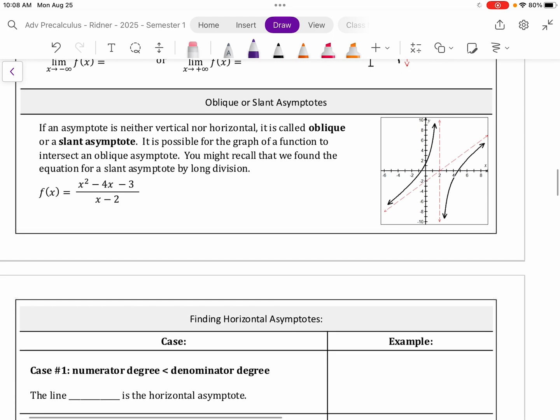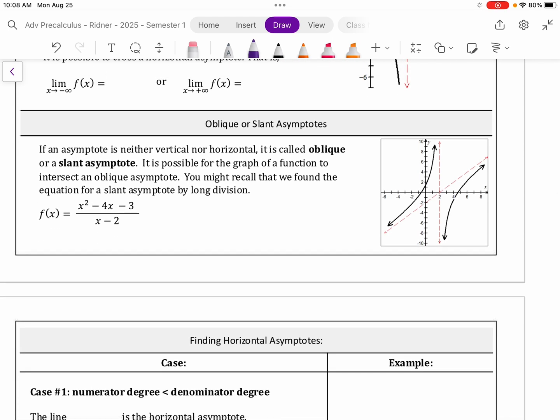All right. And then, you know what? I'm actually going to make our next video about slant asymptotes. So if you want to know about slant asymptotes, stay tuned for the next video. If you don't care, skip it and move on.